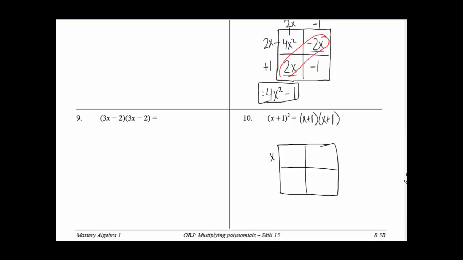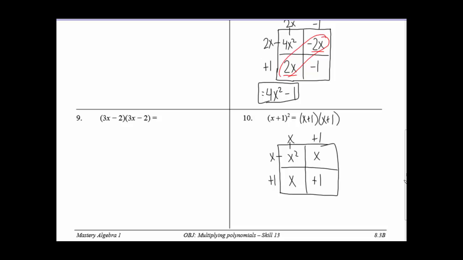I'm going to have an x and a plus 1 on the left, and then another x and a plus 1 on the top. Now I just go ahead and repeat those same steps. So x times x gets me x squared. X times 1 gets me x. 1 times x gets me another x. And 1 times 1 gets me positive 1.